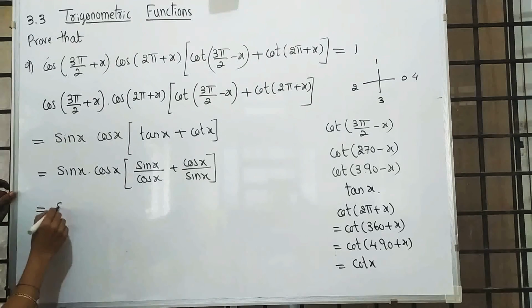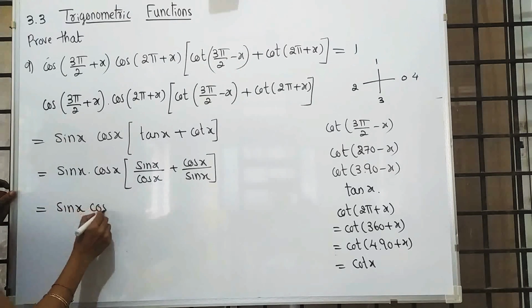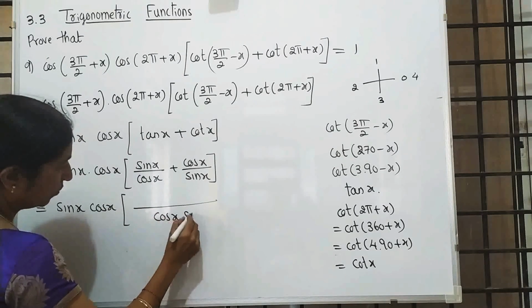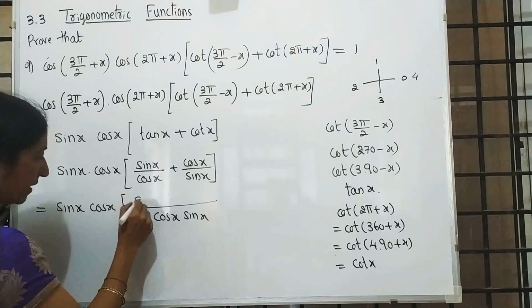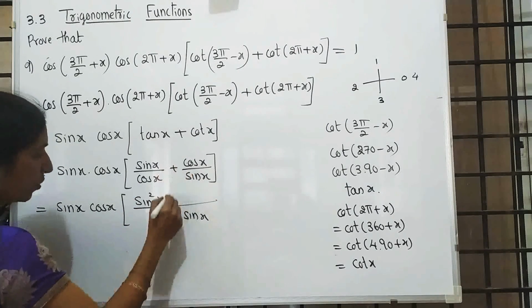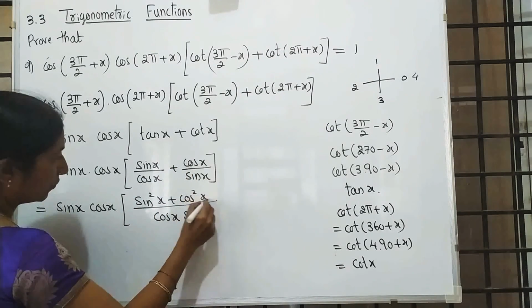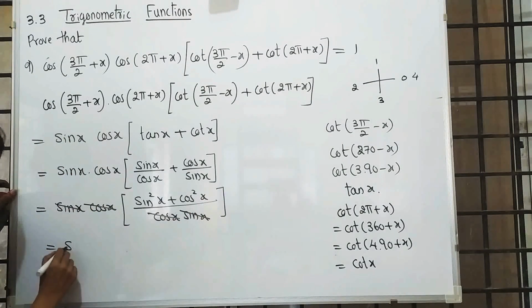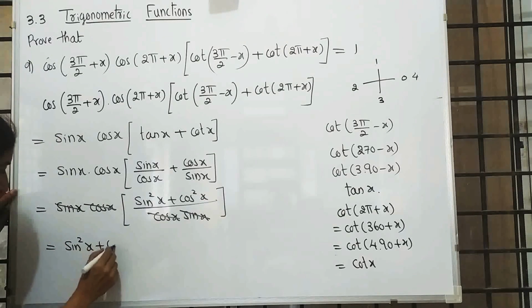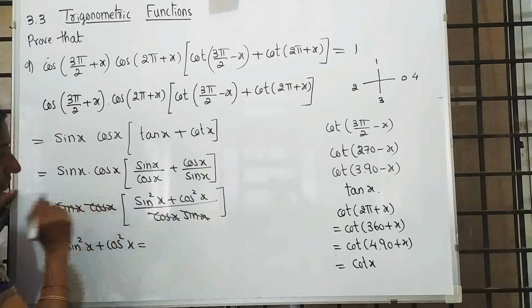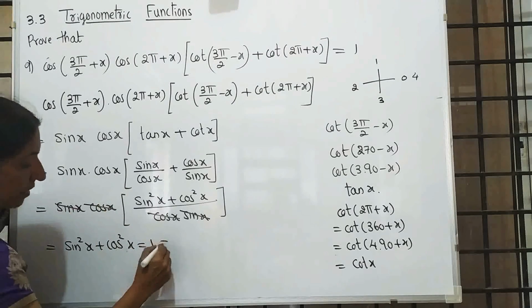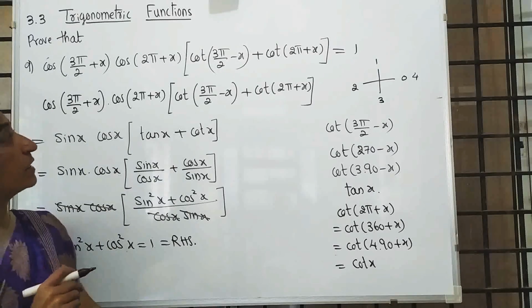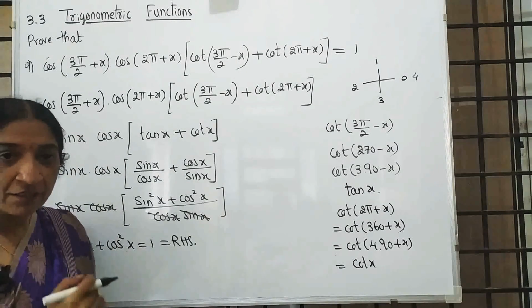Now outside, sin x into cos x as it is, take the LCM for the bracket term. Cos x into sin x. This sin is multiplied here, sin square x. This cos is multiplied here, cos square x. This sin x and sin x, cos x and cos x get cancelled. Sin square x plus cos square x, we are already familiar with. This is the identity, and this identity is 1, that is RHS. So in the next class I will explain some more examples from exercise 3.3.